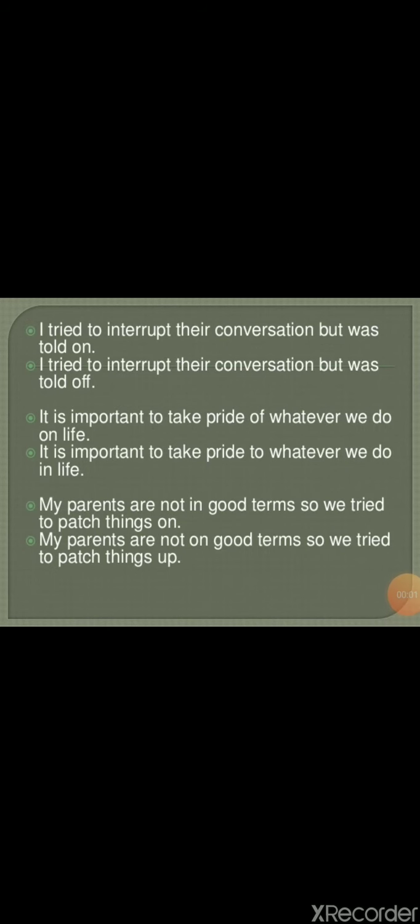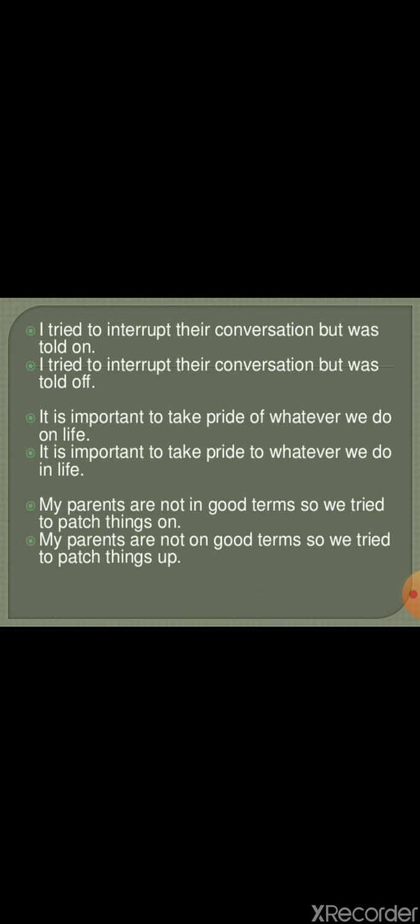I tell you the second trick, how we find the error while just reading the sentence. It's so simple to find. Just look at how I am reading. I tried to interrupt their conversation but was told on. Told on means there is something wrong, so this section should be marked out because it's the erroneous part. Now correction of the sentence: I tried to interrupt their conversation but was told off. Yes, on we need to replace with off.